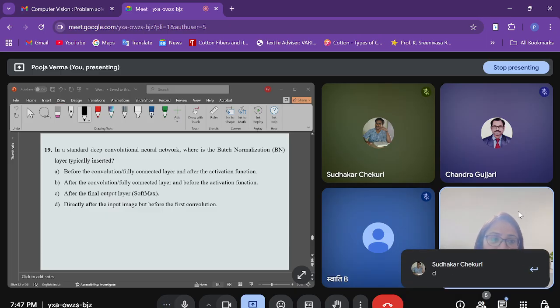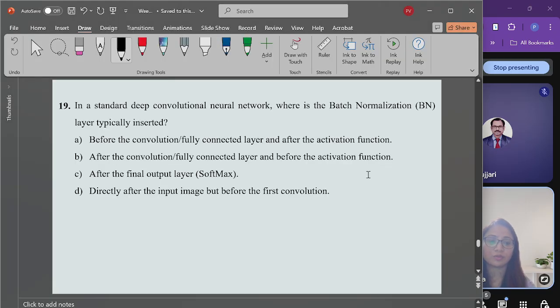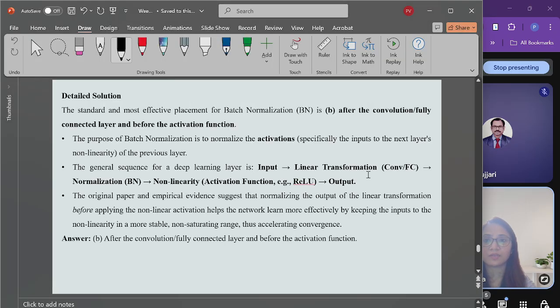Then we will see the solution for this. Okay, option B, directly after the input image, but before the first convolution. Okay, so let's see the detailed solution for this one.